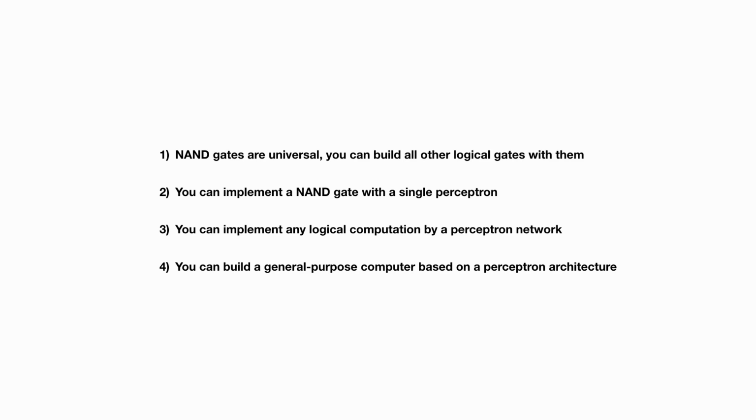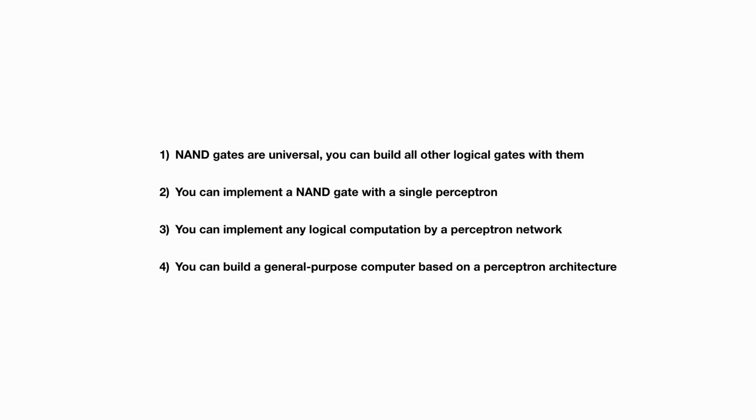Then you can implement a NAND gate with a single perceptron. I just showed you how to do that. You just need to pick appropriate weights and biases. Then you can implement any logical computation by a perceptron network because they're universal. And finally, if this is possible, then you should be able to actually build a general purpose computer based on a perceptron architecture, because a general purpose computer can be implemented by using logical operations. And these logical operations can be implemented by a NAND.